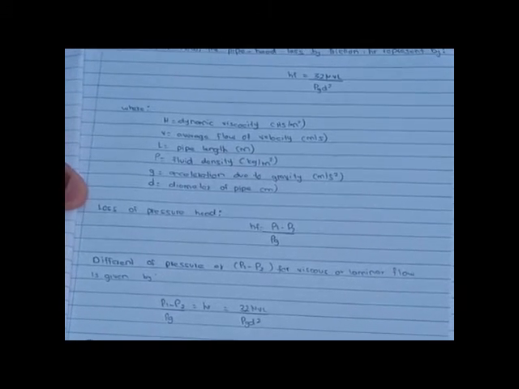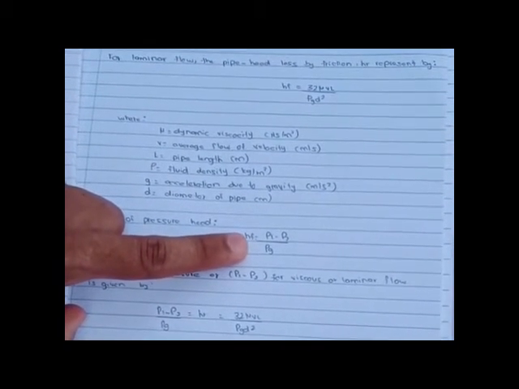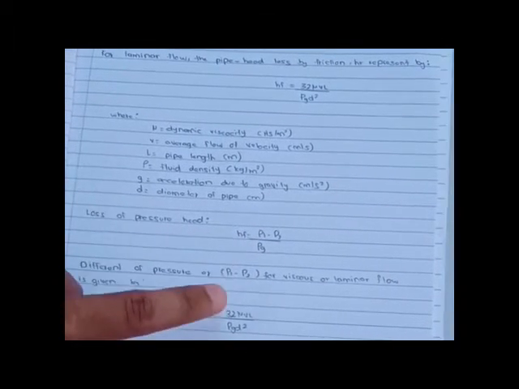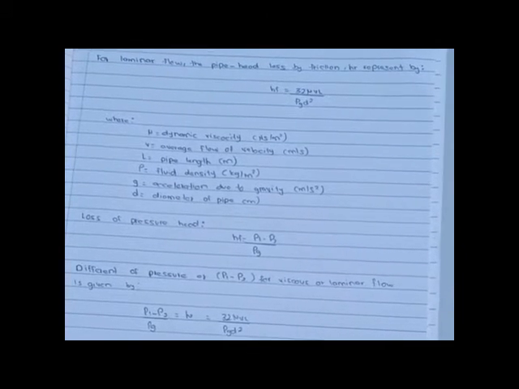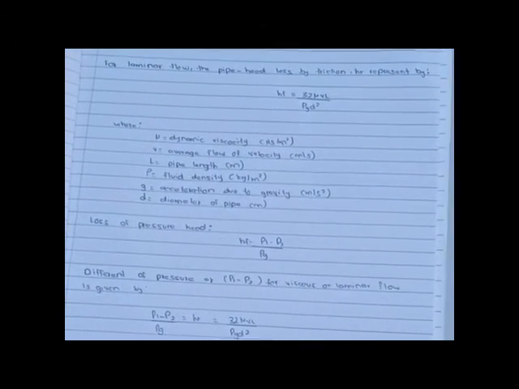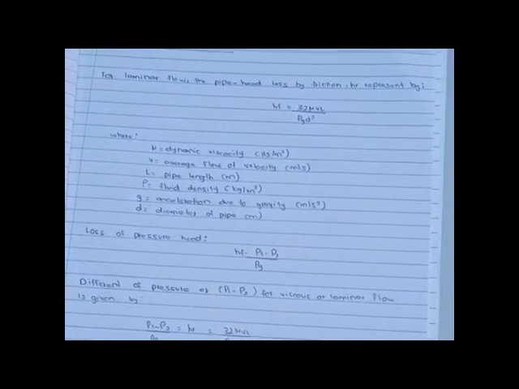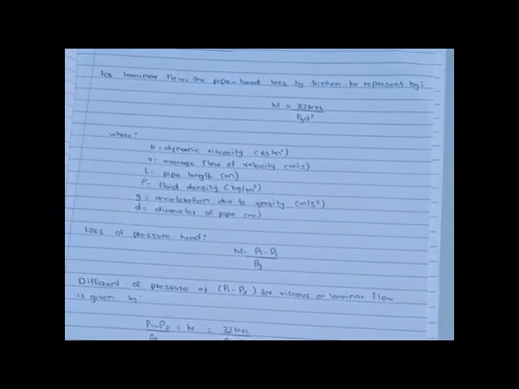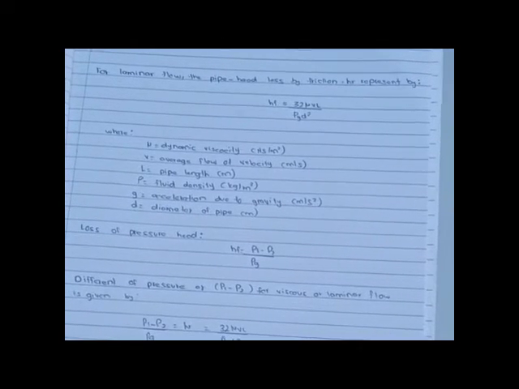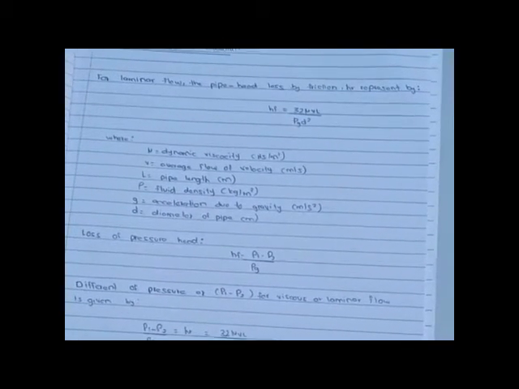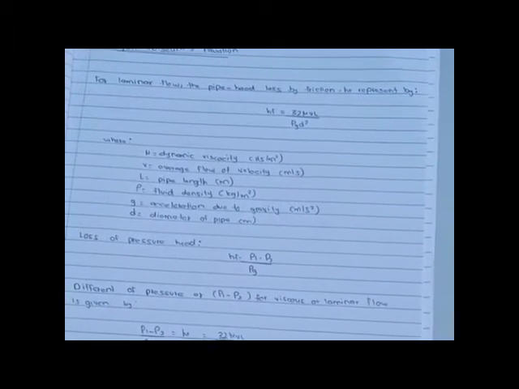So the loss of pressure head, hf, equals (P1 minus P2) divided by ρg. The difference of pressure, P1 minus P2, for viscous or laminar flow is given by (P1 minus P2) divided by ρg equals hf equals 32 μVL over ρgD squared. The Reynolds number is less than 2000. Re equals ρVD over μ.